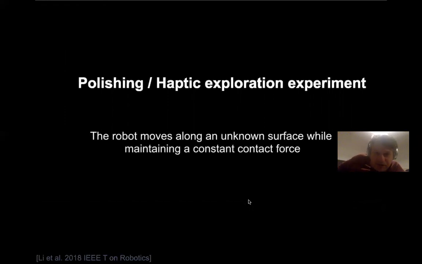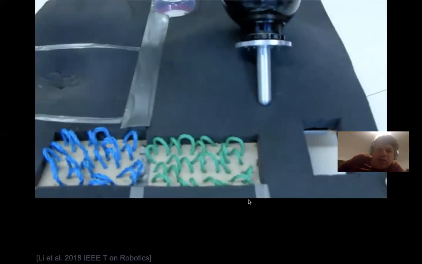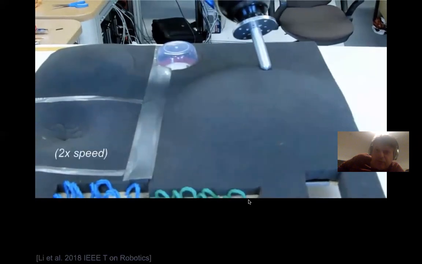So you have a surface, the robot doesn't know the surface. You have soft material on the surface. You have a force sensor, but the force sensor is not used for control.